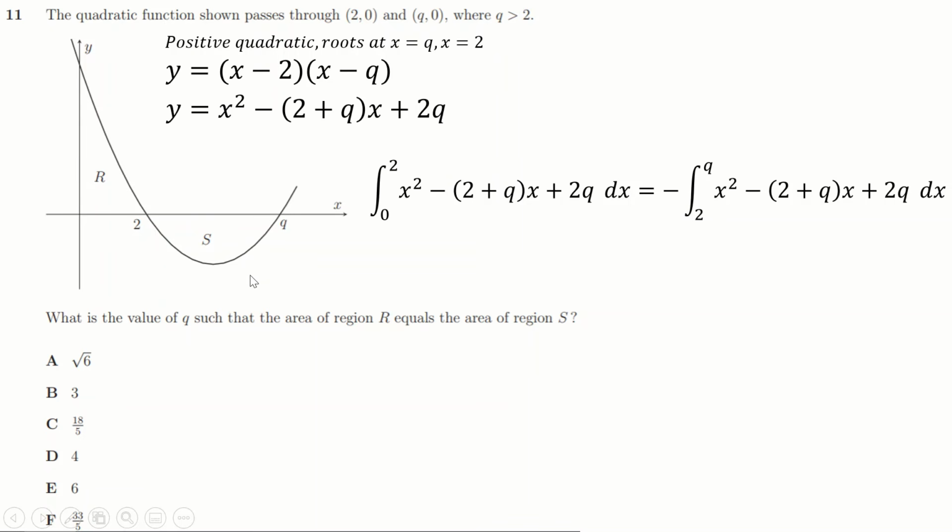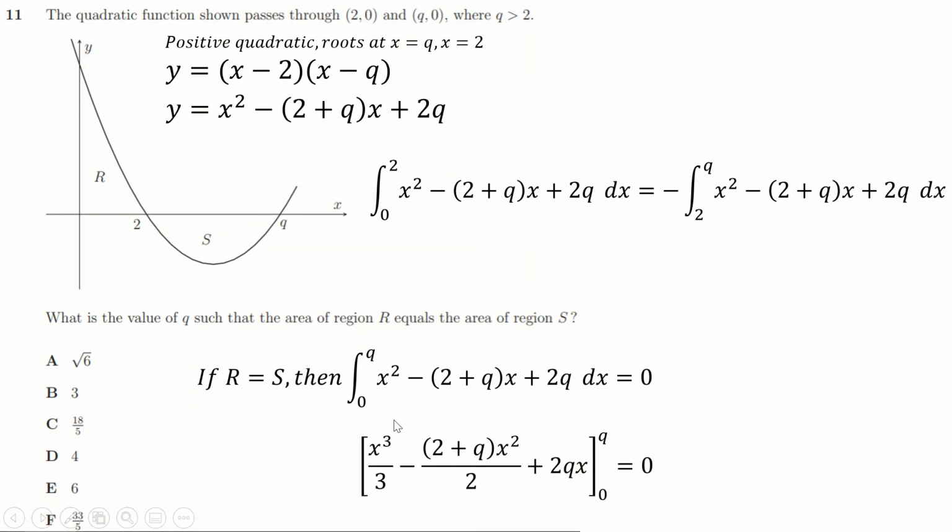But actually, this is kind of irrelevant because this is not what I'm going to do, because actually there's an easier way, which is if this area is equal to this area, if R is equal to S, then the integral between Q and 0 should just be 0, right? Because this negative area is going to cancel with this positive one. And this is a much easier integral. Rather than doing two of them like this, I'm going to have to do much less work if I just look at this instead. So that's what I'm going to do.